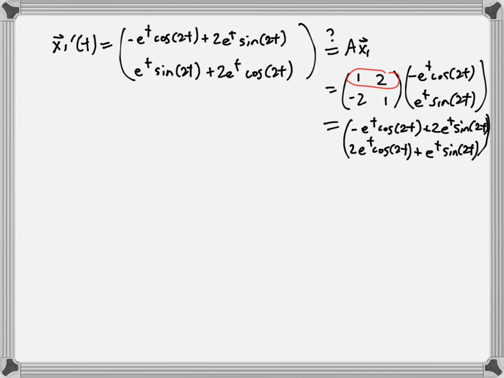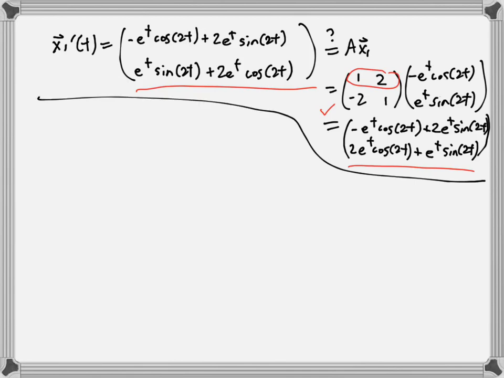And we notice that these two are the same, right? This and this are the same. So x1 definitely solves it. Let's go ahead and check x2 now. So what is x2 prime of t equal to? Well, taking the derivative of x2, we end up with, again using the product rule here, e to the t sine 2t plus 2 e to the t cosine 2t.